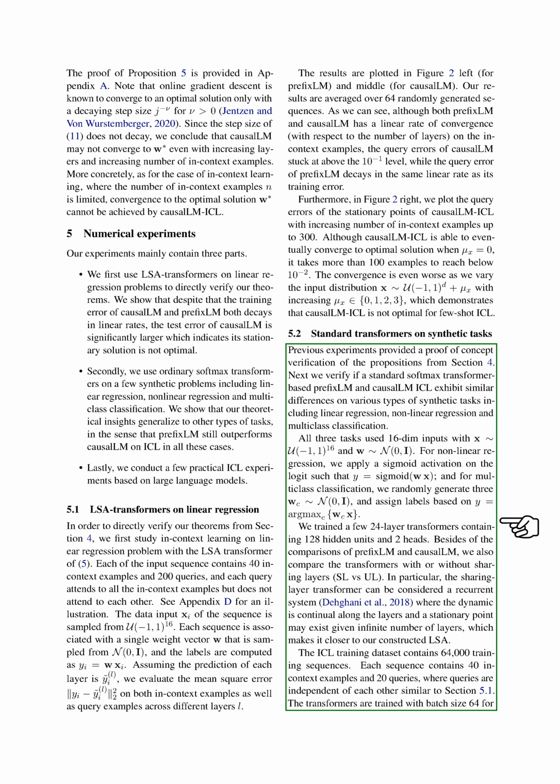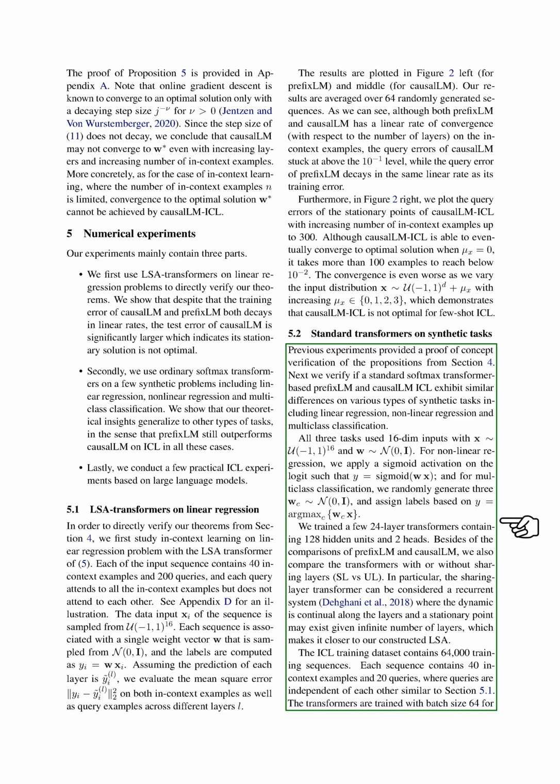We compared the performance of prefixLM and CausalLM, and also looked at transformers with and without shared layers, SL versus UL. The shared layer transformer can be thought of as a recurrent system where the dynamics continue along the layers, and a stationary point may exist given an infinite number of layers. This makes it similar to our previously constructed LSA.